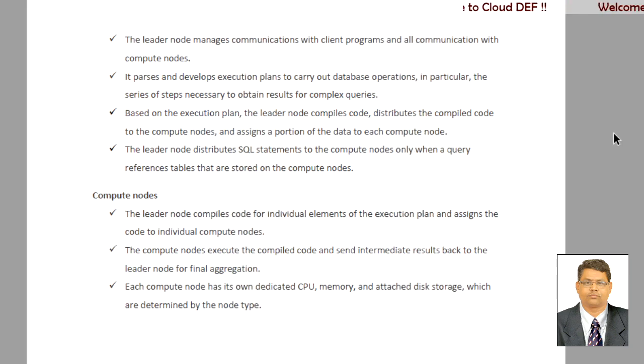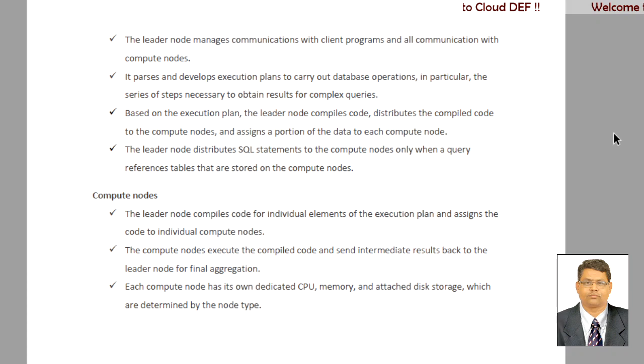The leader node compiles code for individual elements of the execution plan and assigns the code to individual compute nodes. The compute nodes execute the compiled code and send intermediate results back to the leader node for final aggregation. Each compute node has its own dedicated CPU, memory, and attached disk storage, which are determined by the node type. Amazon Redshift provides 2 node types, dense storage nodes and dense compute nodes. Each node provides 2 storage choices. You can start with a single 160 GB node and scale up to multiple 16 TB nodes to support a petabyte of data or more.